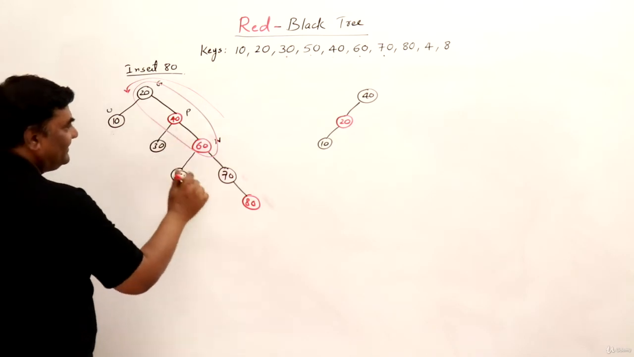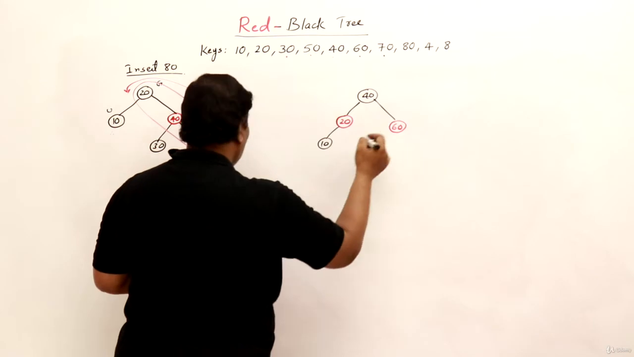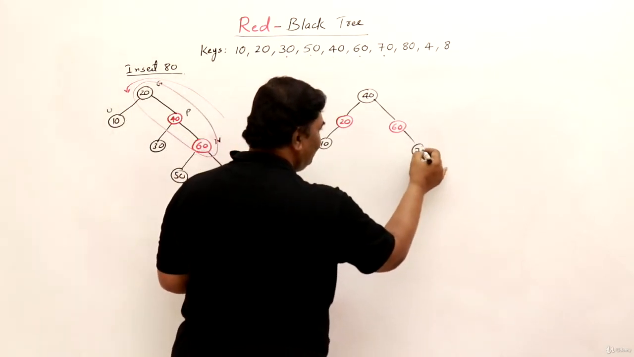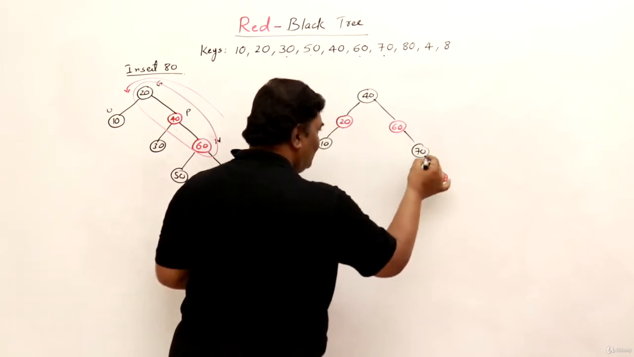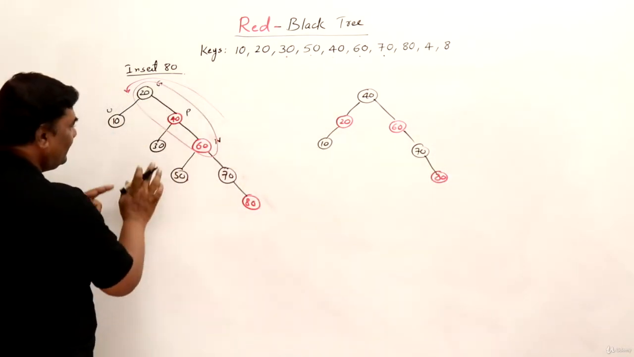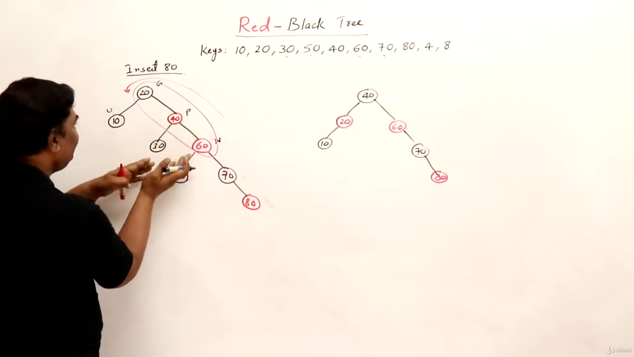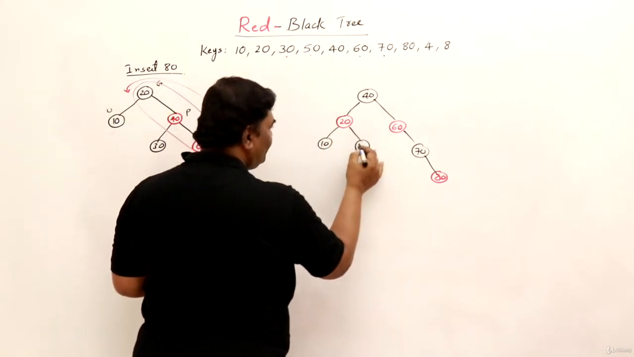So at 40 who will come? 60. This is 60. And its child is 70 and 80. I will copy them as it is. This is 70 and this is 80. I have taken these as it is. Now 30 is black. Where it should go? It was left child of 40. It will come on this side. So it will be right child of 20.